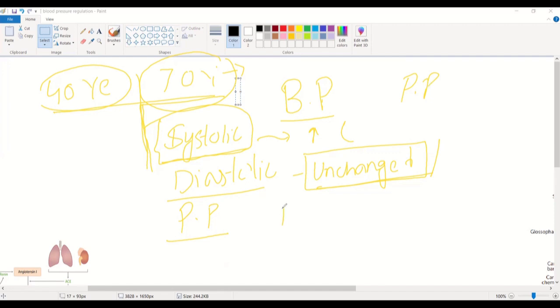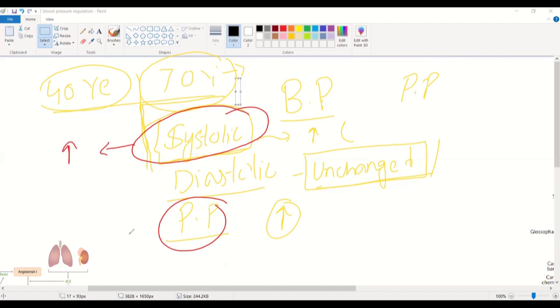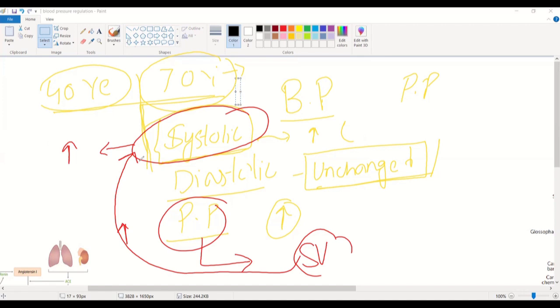So pulse pressure is increased, right? The diastolic blood pressure remains controversial. It may be unchanged, maybe increased or maybe decreased, right? So we focus on systolic and pulse pressure. If the systolic blood pressure is increased, the pulse pressure is also increased. Pulse pressure is also dependent on the stroke volume. Increased stroke volume leads to increased systolic blood pressure, which leads to increased pulse pressure. This is a very high yield concept. You will find it in a lot of questions. Does it make some sense?